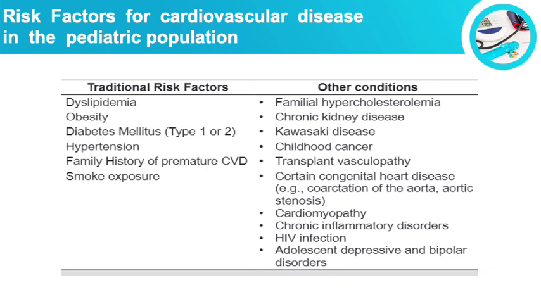We have here in this slide the traditional risk factors such as dyslipidemia, obesity, type 1 and 2 diabetes, hypertension, family history of premature CVD, and smoke exposure as mentioned in the previous slide. The other risk factors that are considered are FH, CKD, Kawasaki disease, childhood cancer, transplant vasculopathy, the presence of certain congenital heart disease such as coarctation of the aorta and aortic stenosis, cardiomyopathy, chronic inflammatory disorders, HIV infection, and adolescent depressive and bipolar disorders.